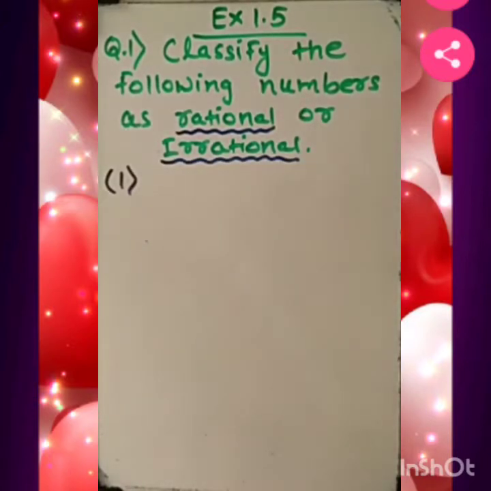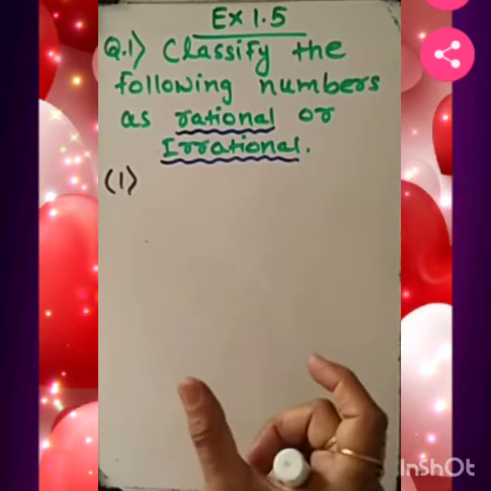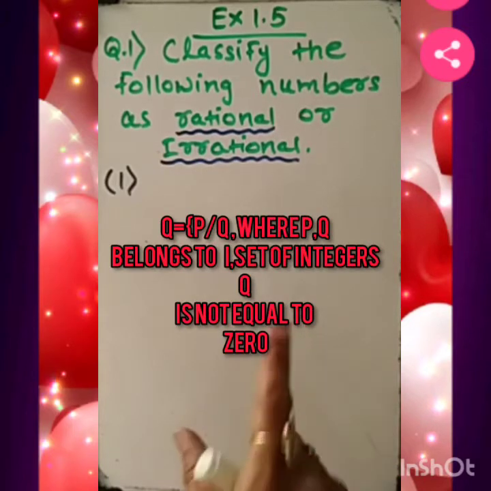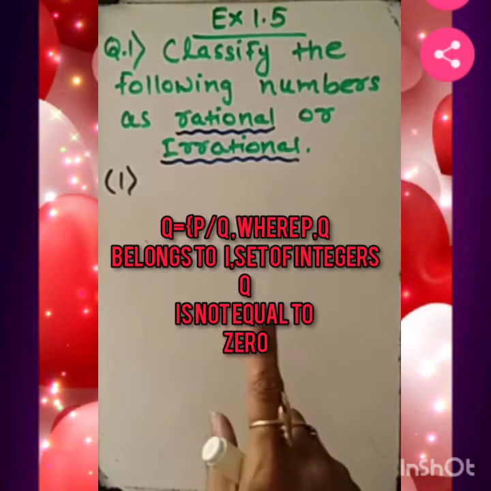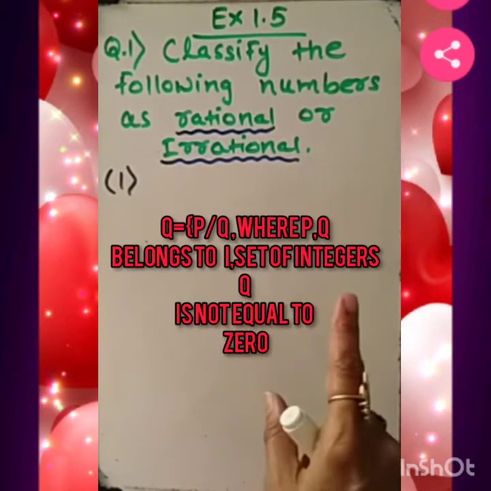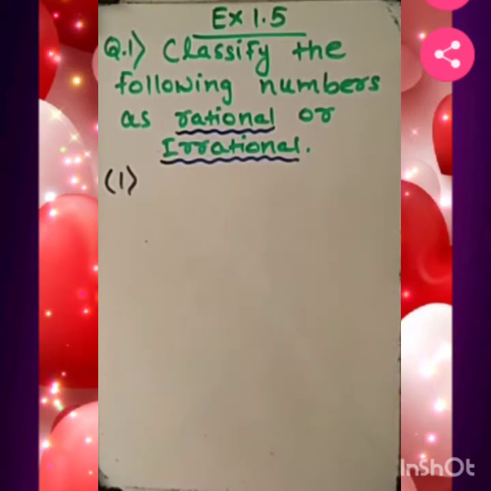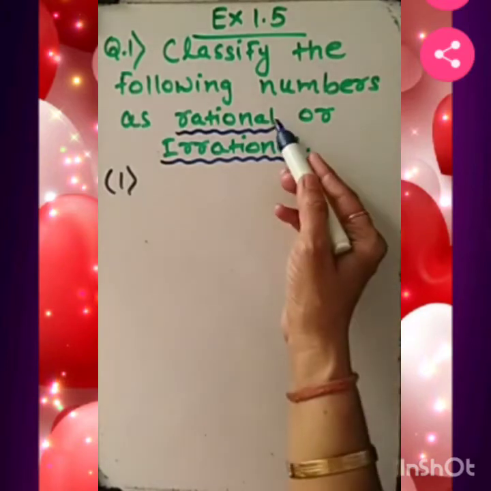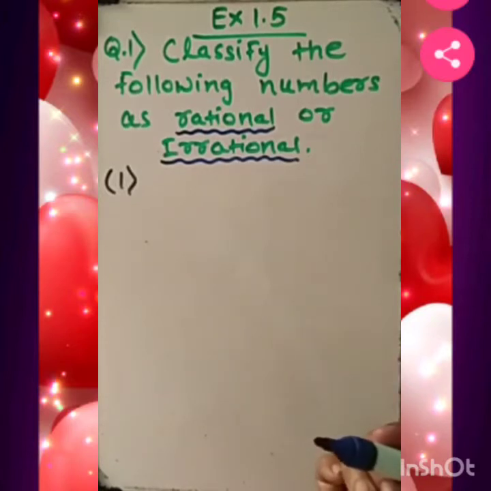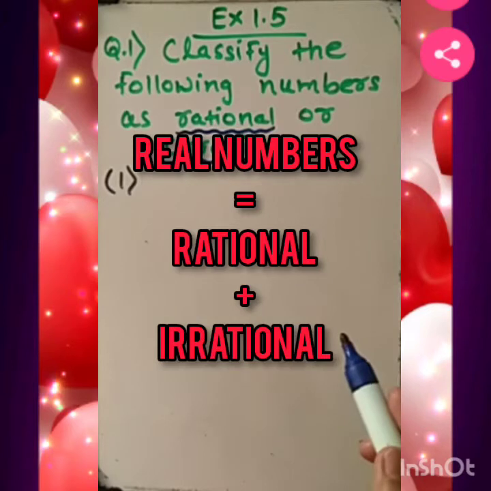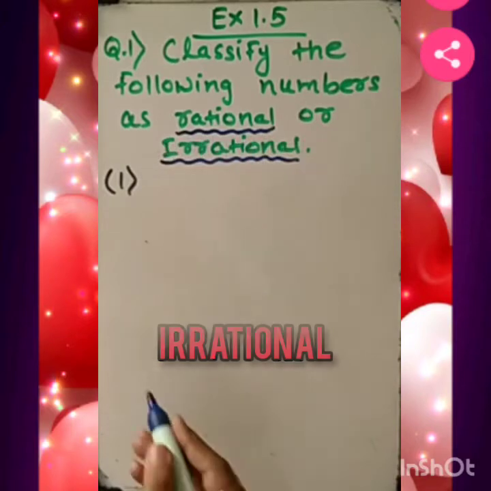Very simple. As I have explained before, a rational number is a number which we can define in p by q form. All those numbers are rational under the condition that p, q belong to integers, and besides that, q is not equal to 0. The denominator must not be 0. All such numbers are rational, and the rest of the numbers will become irrational. Combined, rational plus irrational are called real numbers. Clear?